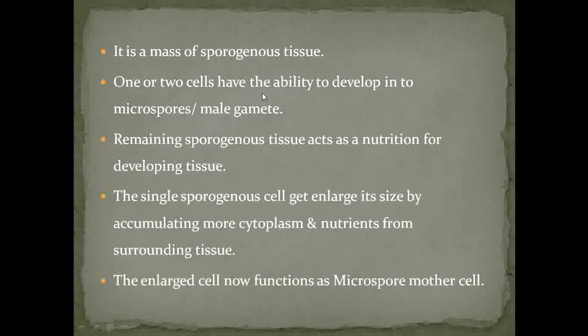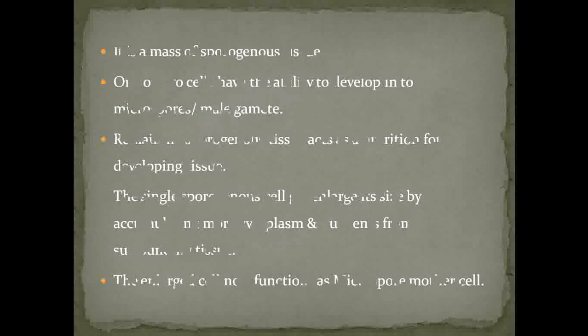Only one or two cells have an ability to develop into the microspores, and the remaining cells act as nutrition for the developing cell. Then this single sporogenous cell enlarges by accumulating more cytoplasm and nutrients from the surrounding cells, and that enlarged cell functions as a microspore. The mother cell is called an archesporial cell.